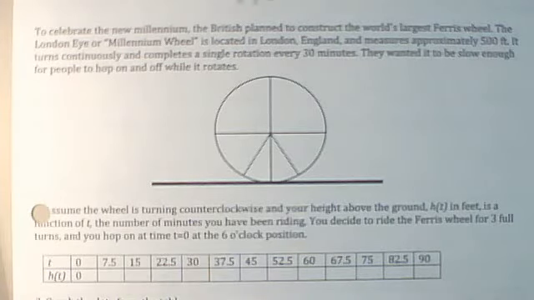This lesson is about the Ferris wheel, and we use it to introduce the topic of trig graphs. Let's start by reading together. To celebrate the new millennium, the British plan to construct the world's largest Ferris wheel. The London Eye, or Millennium Wheel, is located in London, England, and measures approximately 500 feet. It turns continuously and completes a single rotation every 30 minutes. They wanted it to be slow enough for people to hop on and off while it rotates.